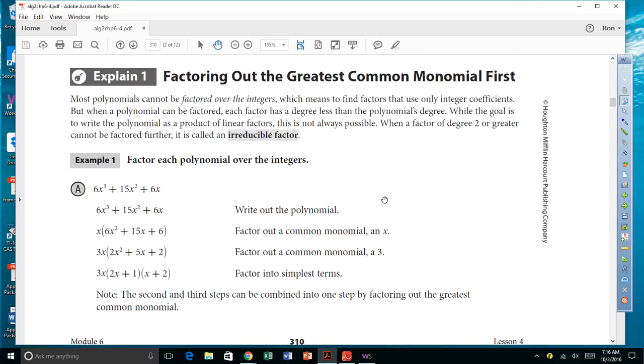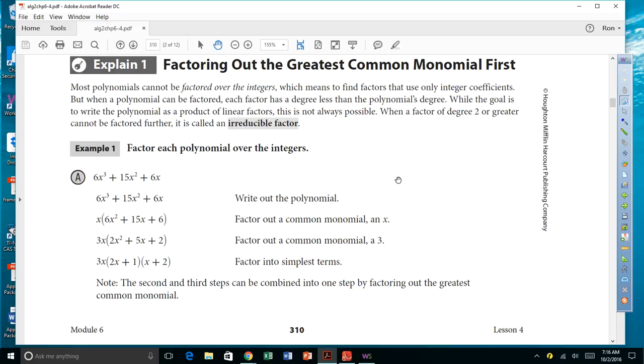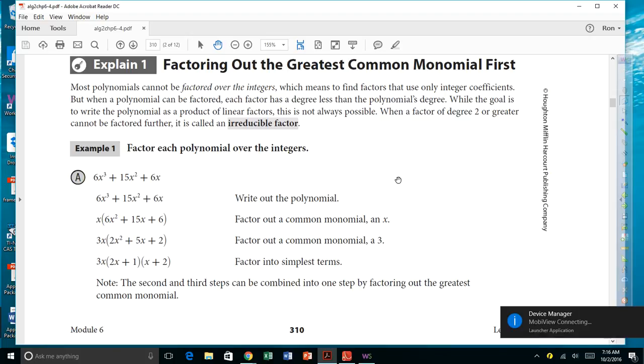Factoring out the greatest common monomial first. Most polynomials cannot be factored over the integers, which means to find factors that use only integer coefficients. But when a polynomial can be factored, each factor has a degree less than the polynomial's degree. While the goal is to write the polynomial as a product of linear factors, this is not always possible. When a factor of degree 2 or greater cannot be factored further, it is called an irreducible factor.